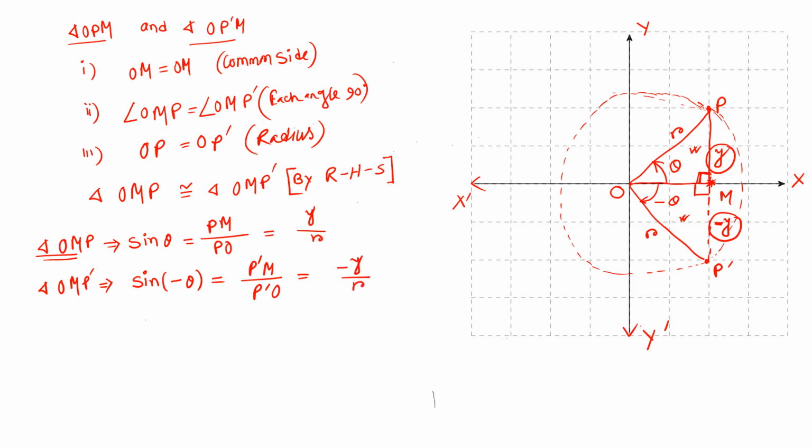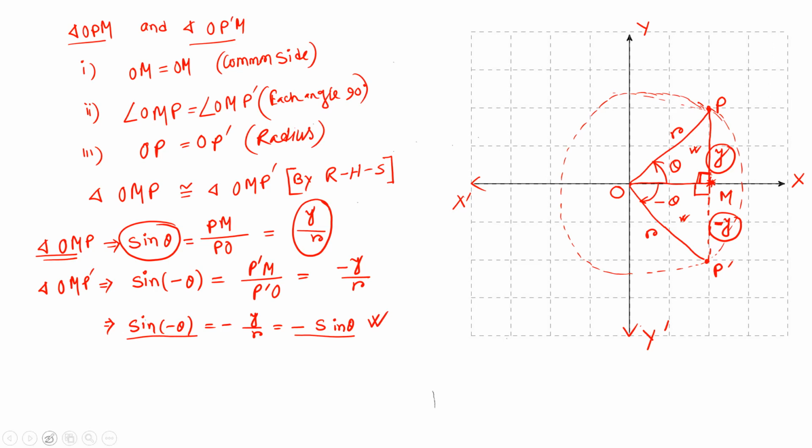So from here we can write that sine minus theta is equal to minus y by r, and minus y by r means minus sine theta, because the value of y by r is equal to sine theta. So sine minus theta is equal to minus sine theta. This one we have proved already. Now I am going for cos.